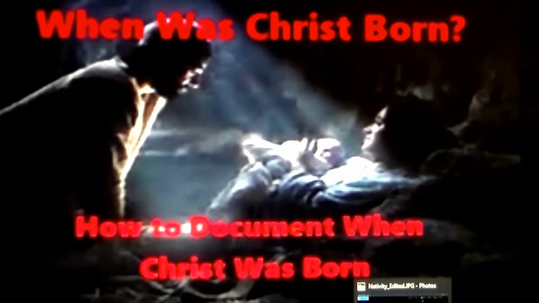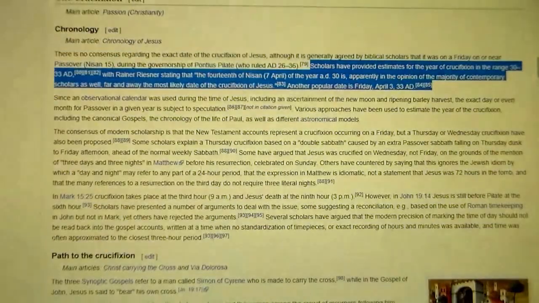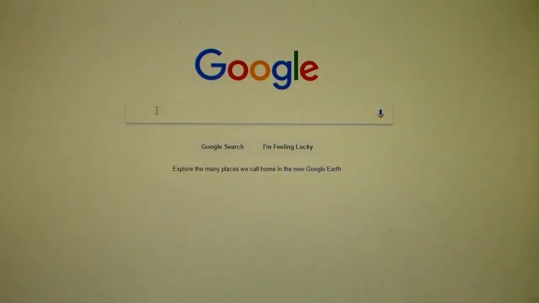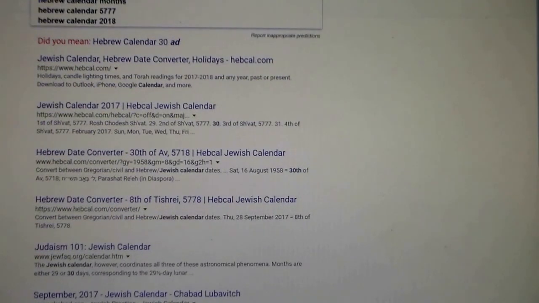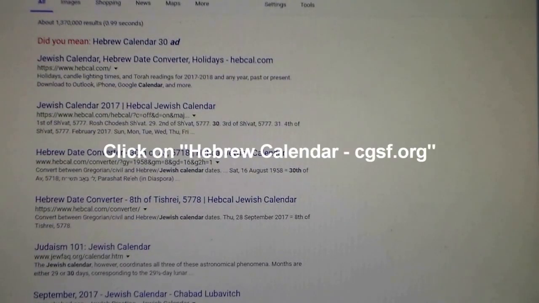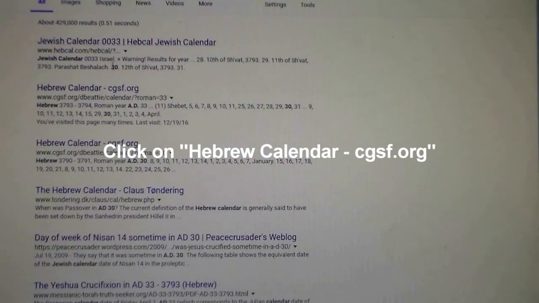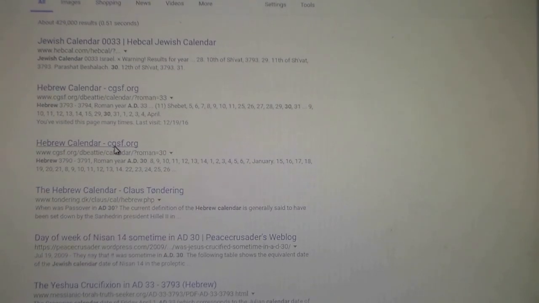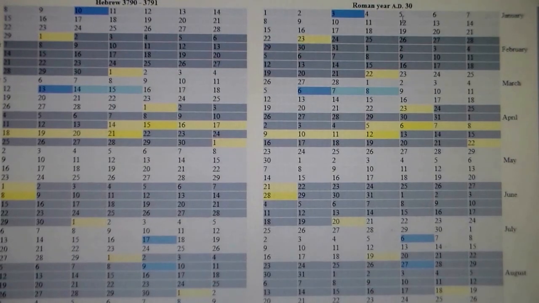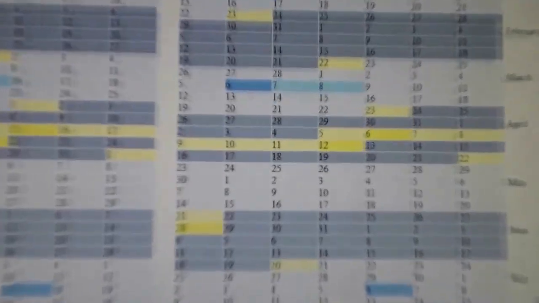So how do you do that? Well, I'm going to show you. Let's go to Google again, and we'll go Hebrew calendar. Let's put 3080. Okay. There's the year 3080. You see it up there, right?